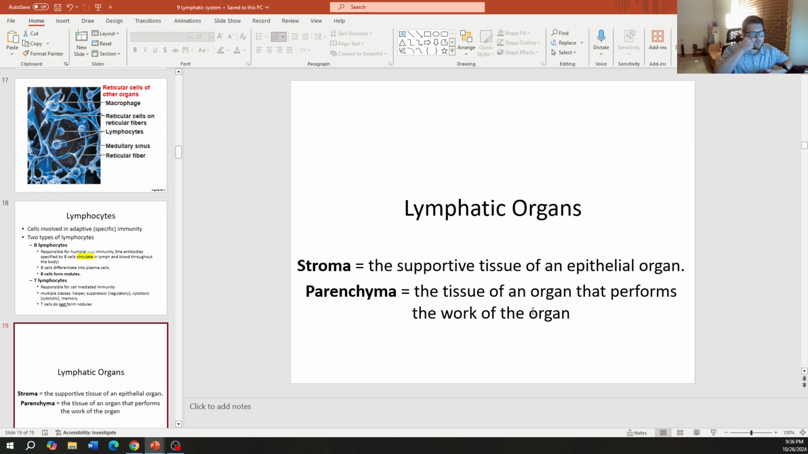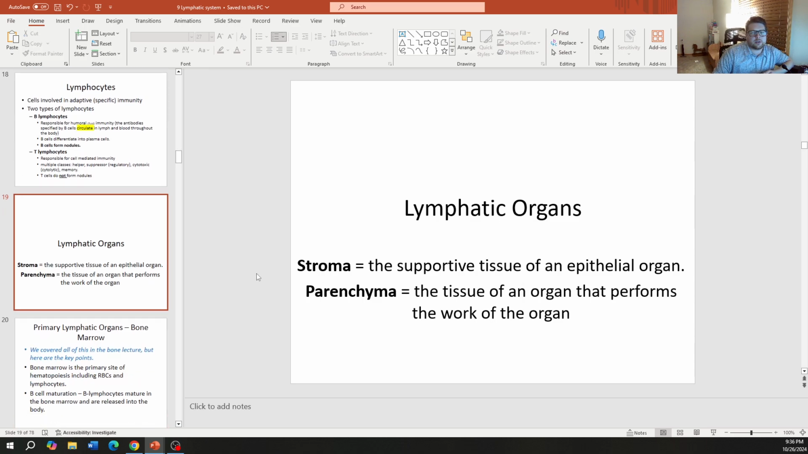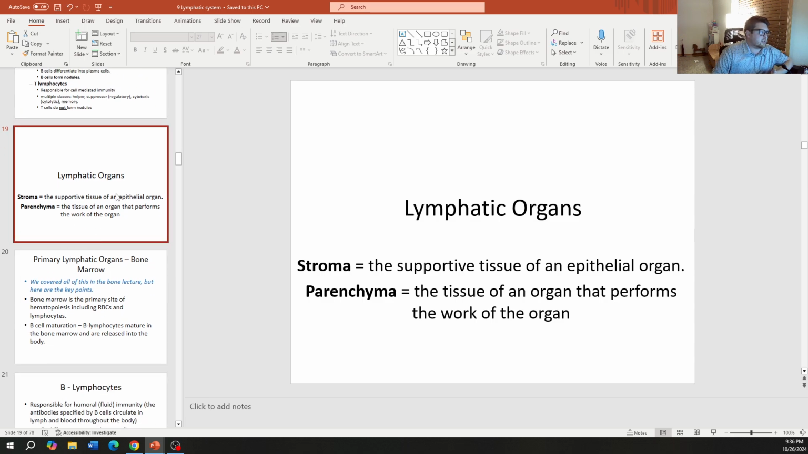So for example, if we talk about the thymus, the stroma would be all the supporting cells. The parenchyma would be the cells that actually house and allow the maturation of the T lymphocytes. Okay, that's going to be the difference. That's what we're going to see.